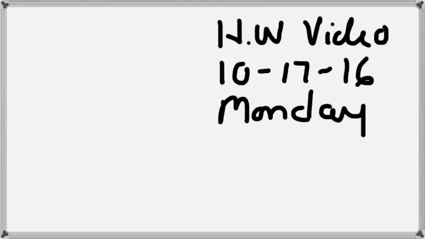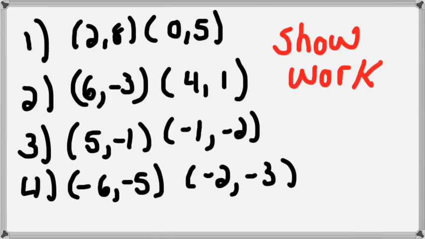This is the homework video for Monday 10/17/16, and you're finding the slope between 2 points using the subtraction method of subtracting the rise numbers over the run numbers and then simplifying if possible. Remember to try this on your own before you watch the video.